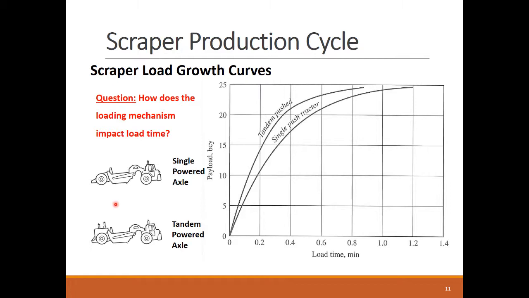Also, the load time is dependent on the scraper mechanical power system. Scrapers can be powered by only the front axle or both front and rear. The single powered front axle provides less power to cut through the soil and load it in the scraper bowl. The double tandem powered axle provides more push force and makes the loading easier for the scraper. As such, for the same loading time, the tandem power will be able to load more soil than single powered.